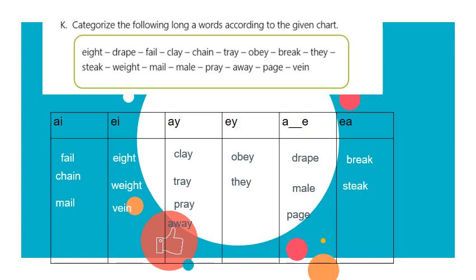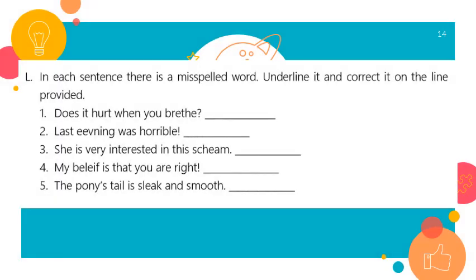Let's move on. In each sentence there is a misspelled word. Misspelled word will mean that a word that has been written in a wrong way. Okay? Underline it and correct it on the line provided. 1. Does it hurt when you breathe? Breathe is wrong, misspelled, and breathe should be written as B-R-E-A-T-H-E.